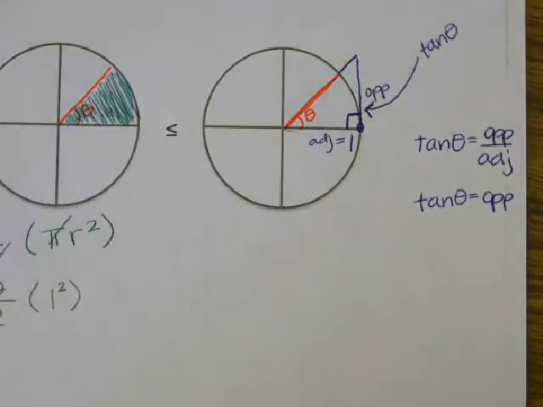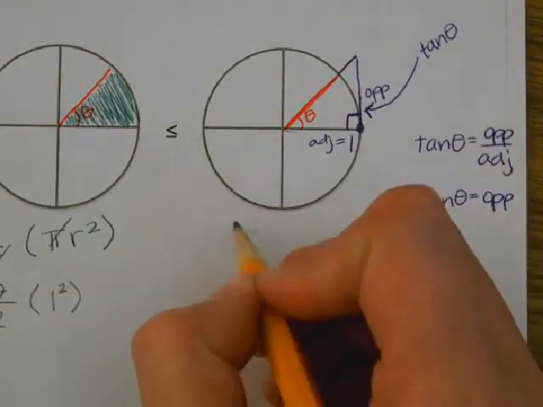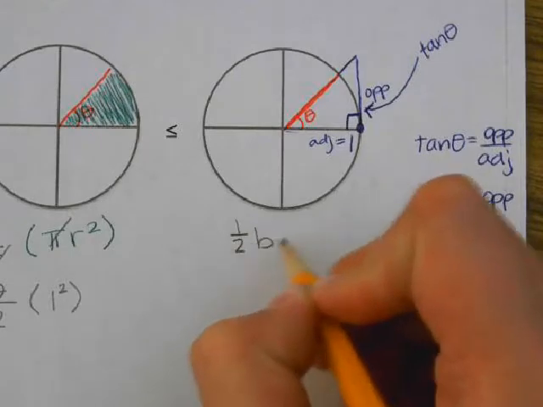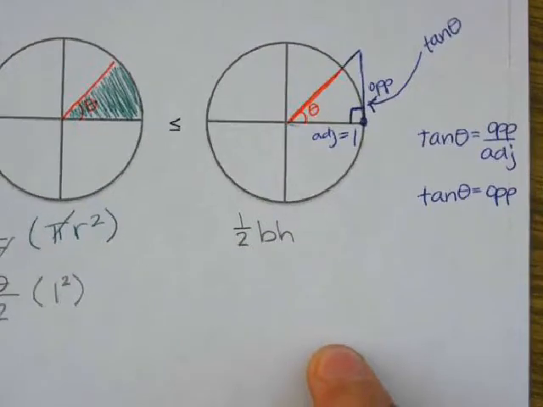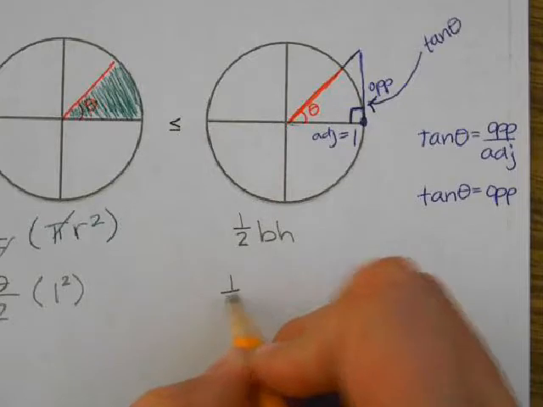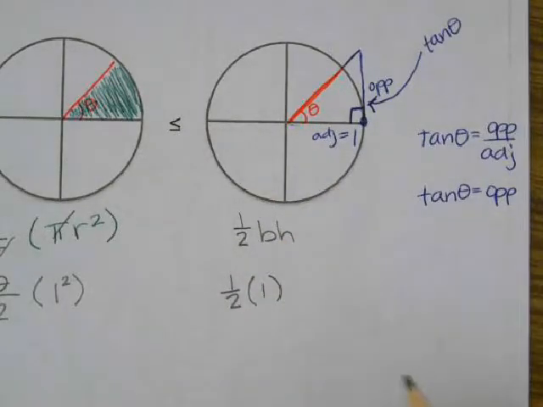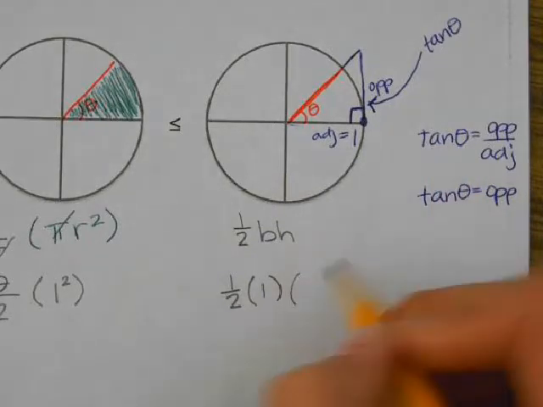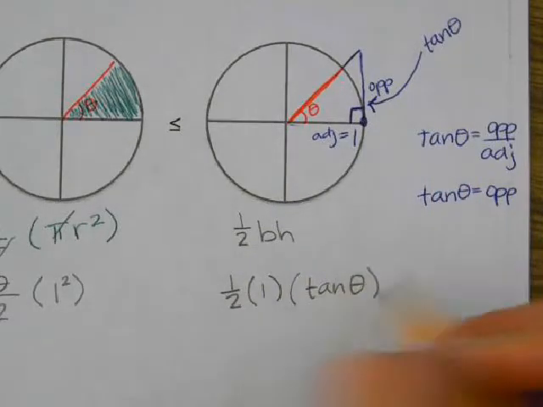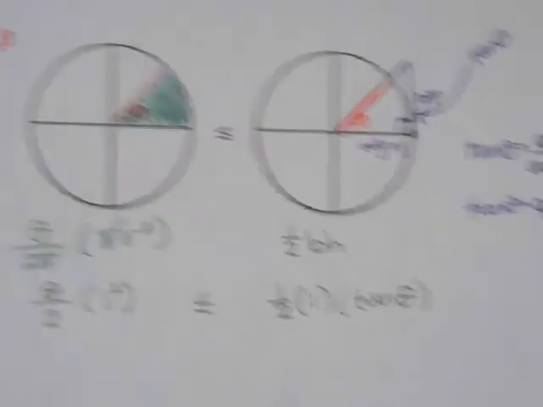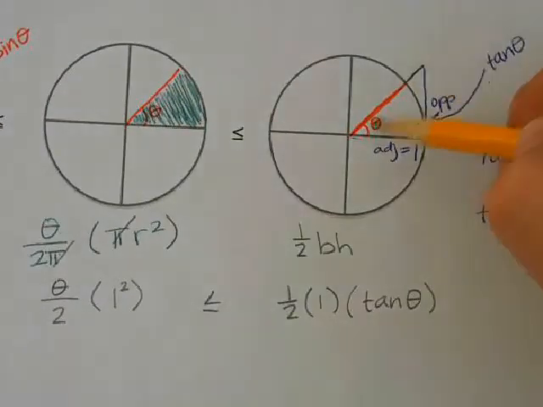So now, do we have enough information to write our 1/2 times base times height? Now we have enough information. Okay. So again, I'm going to go ahead and write my formula, 1/2 times base times height. And then for this problem specifically, I'm going to have 1/2. The base of my triangle is a length of 1. We already said that because it's the radius of the circle. And then the height of my triangle is what? Tan theta. So what we just did is we found this area right here.